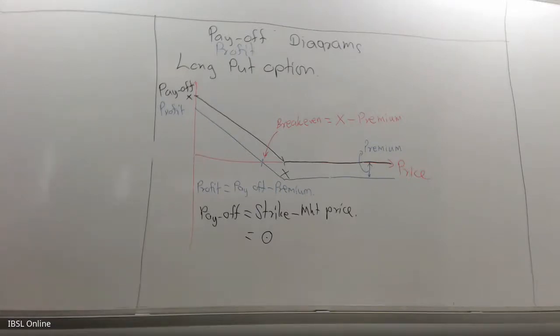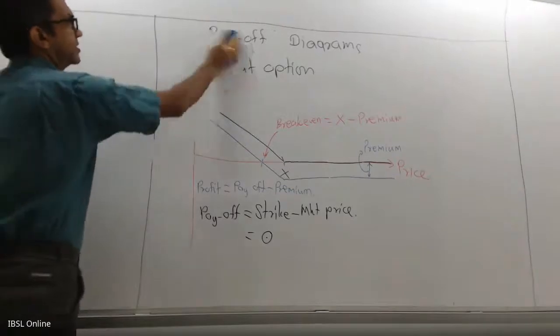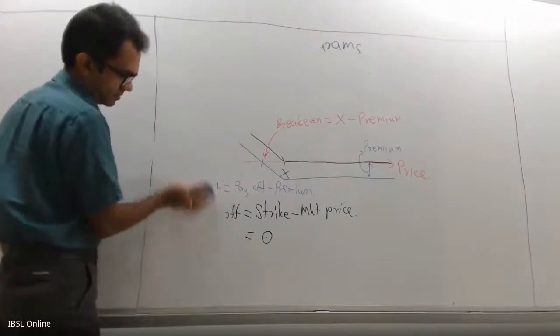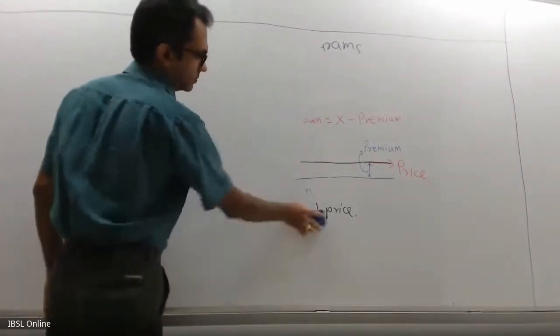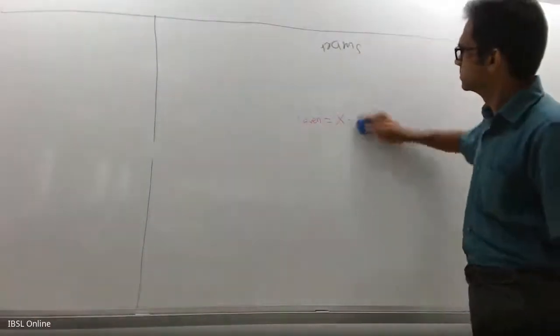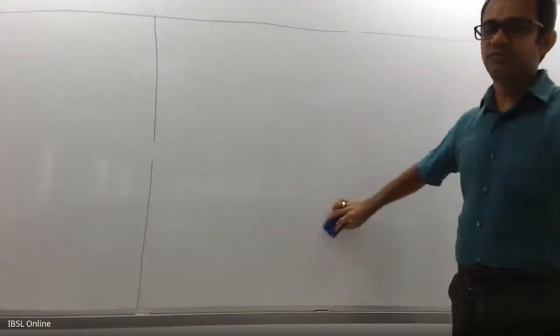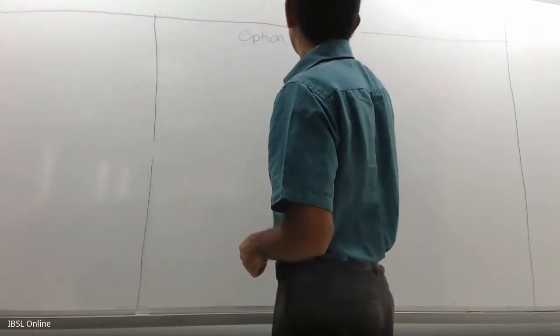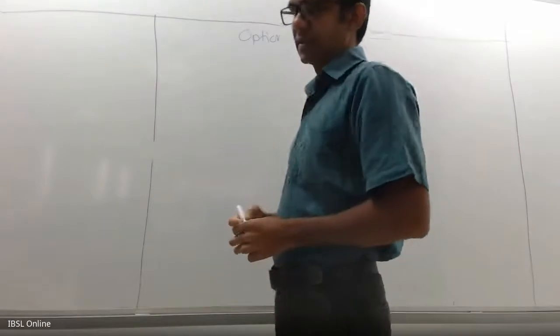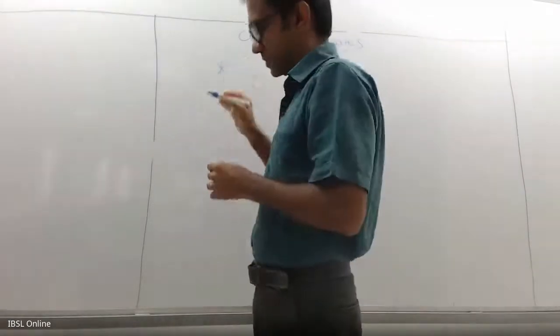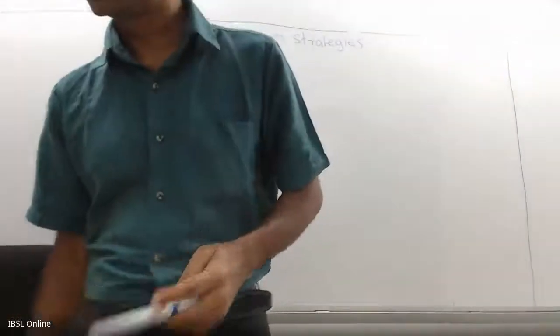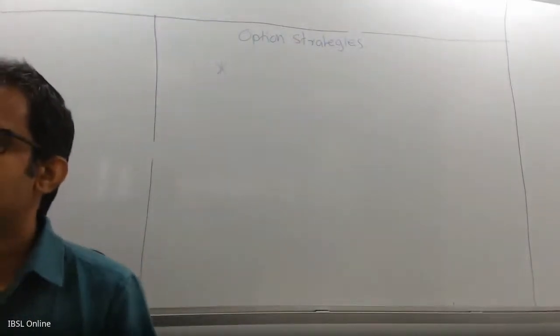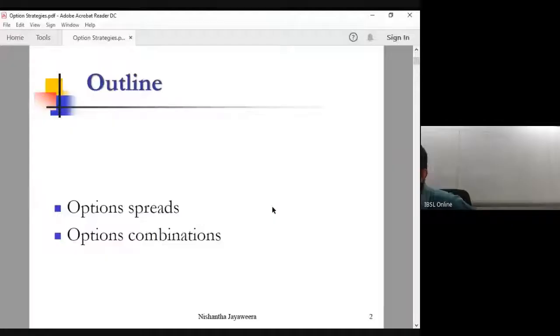So these are the basics of options. Today what we are going to discuss is option strategies. There are two types of strategies: combinations and spreads. Spreads and combinations, these are the two types of strategies.